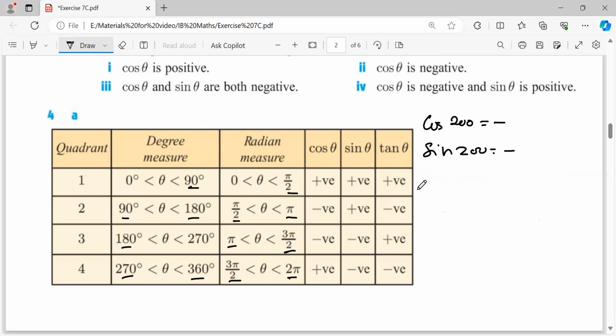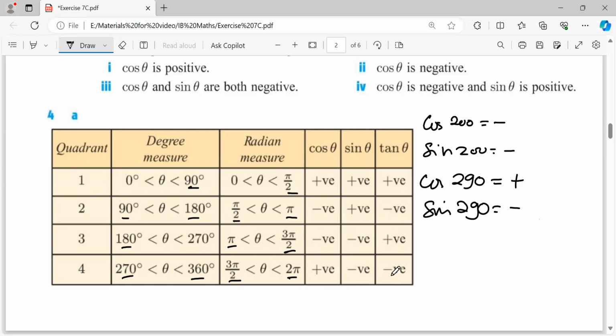In quadrant 4, 270 to 360, cosine theta is always positive. For example, if you check cosine 290, you're going to have a positive number. And sine 290, you're going to have a negative number. So positive over negative equals negative, the tangent value.